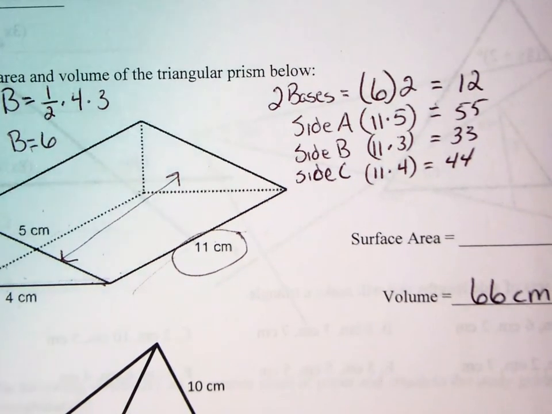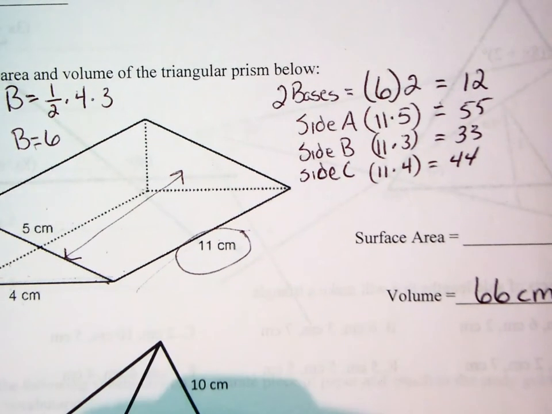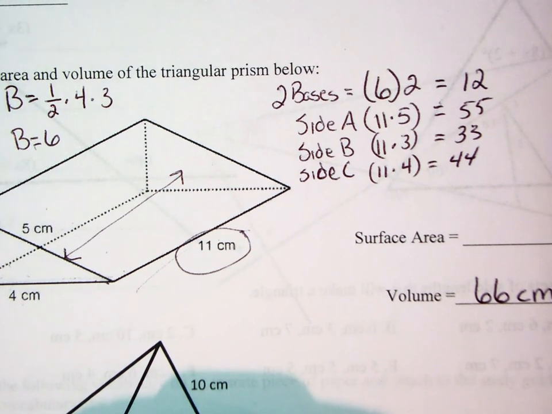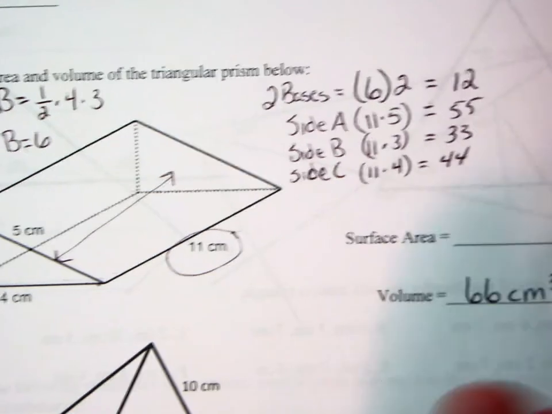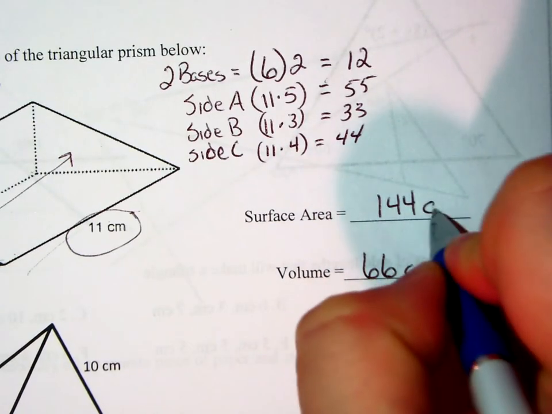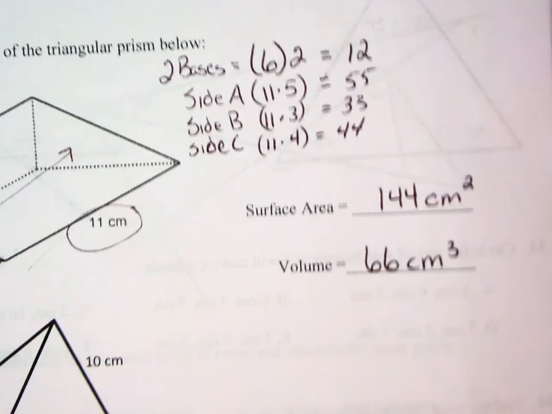And now we simply add these values together. 12 plus 55 plus 33 plus 44. That gives me 144 centimeters squared.